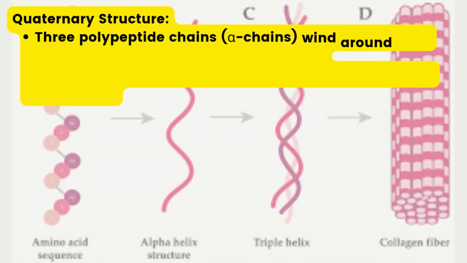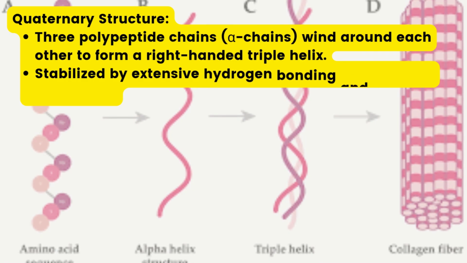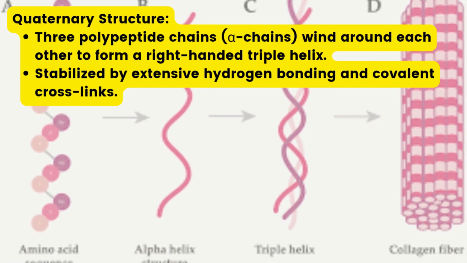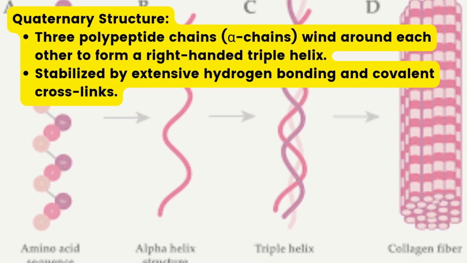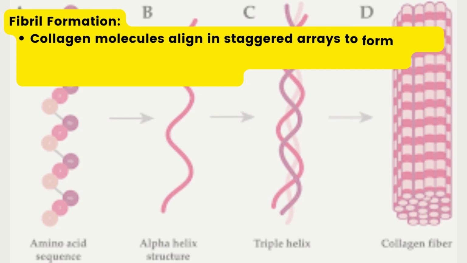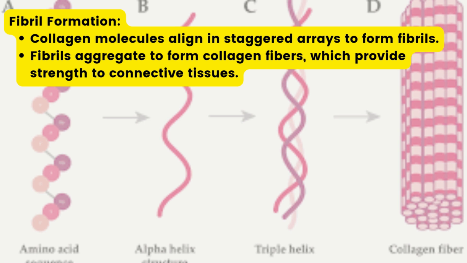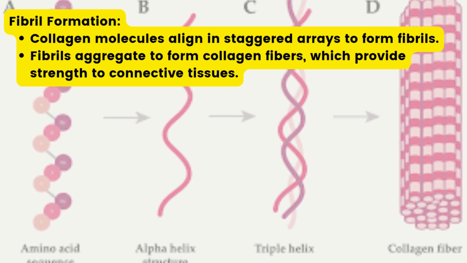Quaternary structure. 3 of these polypeptide chains, called alpha chains, twist together to form a right-handed triple helix. This unique triple helical structure is stabilized by many hydrogen bonds and covalent cross-links, making it extremely strong. Fibril formation. These triple helix molecules then align in a staggered pattern, forming long collagen fibrils. Fibrils then bundle together to form collagen fibers, which give connective tissues their strength and stability.